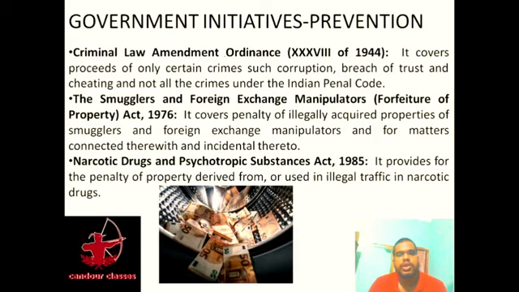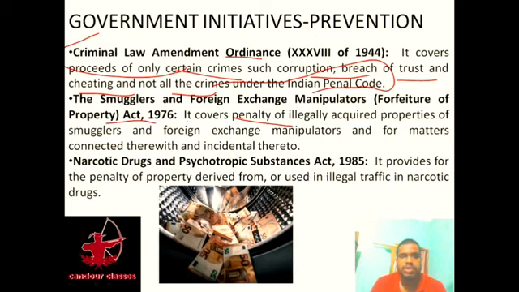Then government initiatives: what initiatives has the government taken to prevent this money laundering? Okay, then Criminal Law Amendment Ordinance, 1944. It covers the proceeds of only certain crimes such as corruption, breach of trust and cheating, and not all the crimes under the Indian Penal Code. Okay, this act you have to remember, Criminal Law Amendment Ordinance, 1944. Then the Smugglers and Foreign Exchange Manipulators (Forfeiture of Property) Act, 1976. It covers penalty of illegally acquired properties of smugglers and foreign exchange manipulators and matters connected therewith, incidental thereto.